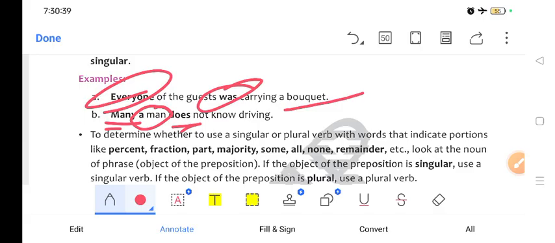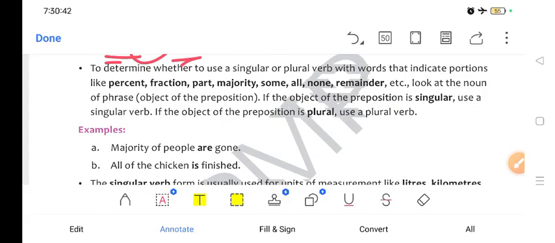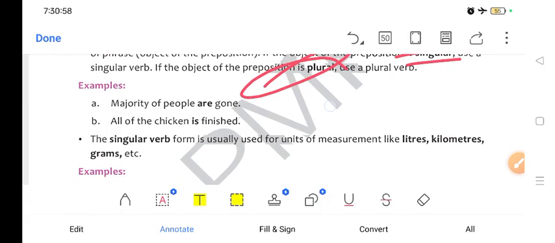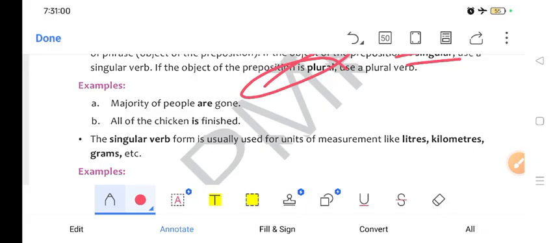To determine whether to use a singular or plural verb, when words indicate portions like percent, fraction, part, majority, some, all, none, remainder, etc., look at the noun or phrase. If the object of the preposition is singular, use a singular verb, and if it is plural, then use a plural verb. Like majority of the people, so here it shows plural, right? So we will use 'are' here. All of the chicken is finished.